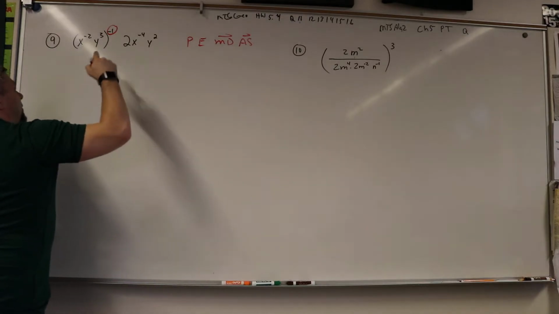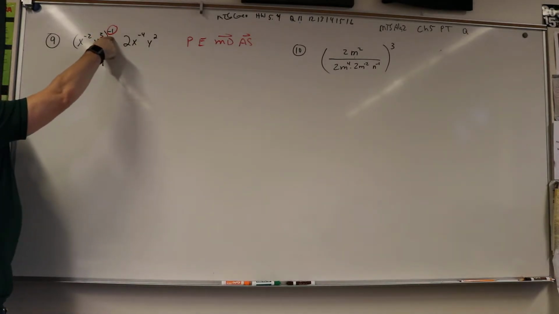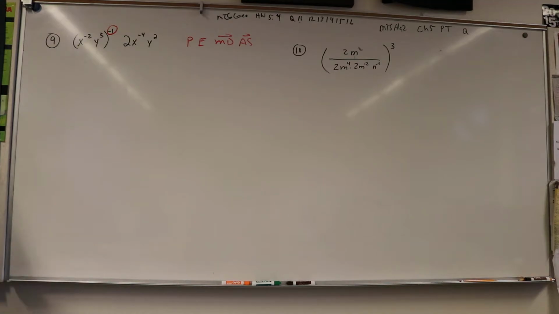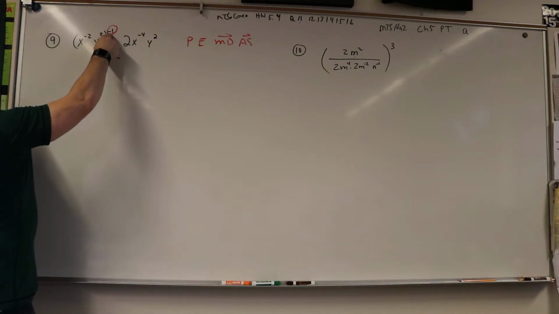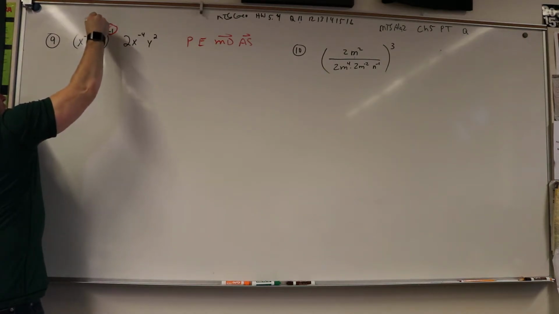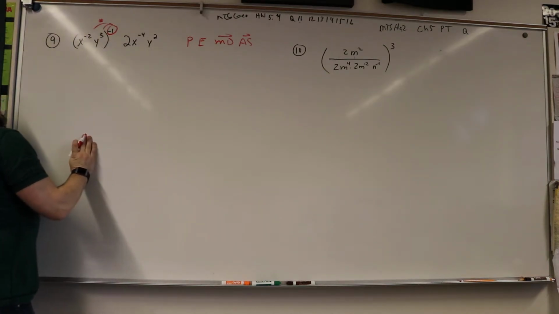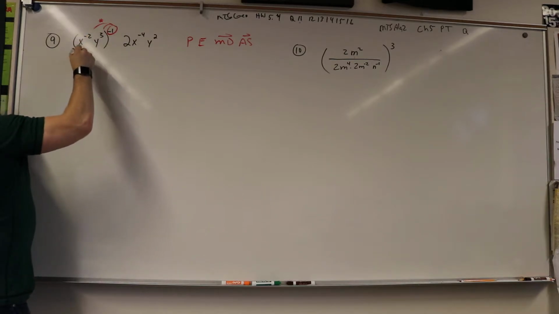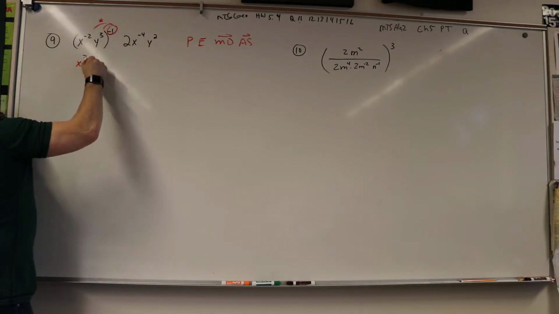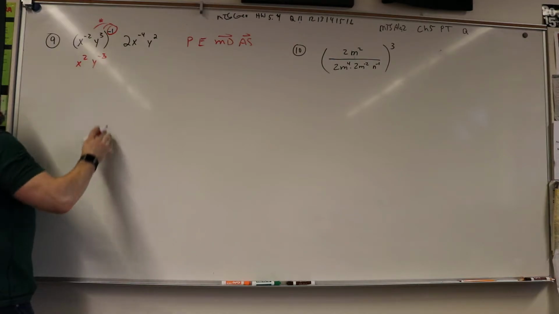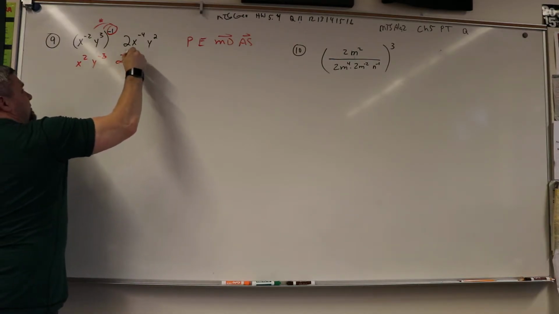And when I'm doing exponents of a power, we need to multiply. Before, we were adding the exponents because we were multiplying powers. Now we're doing a power of a power, and so we're multiplying, which makes this a 2 and this a negative 3. And this just comes down.